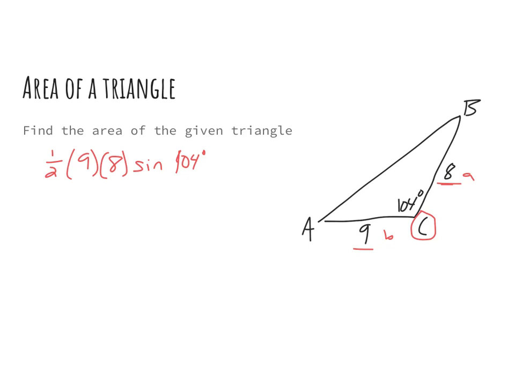Now when we type this in, just like with the previous sections, we need to make sure our calculator is in degree mode. So again, hit mode on the top of the calculator, make sure the option is highlighted for degrees and not radians. It should be about the 3rd option down. So make sure that is the case. If we type this into our calculators, 1/2 times 9 times 8 times the sine of 104, we will get an area of about 34.9. We're going to round to the nearest 10th for these area formula questions. So rounded to the nearest 10th, we get an area of 34.9.